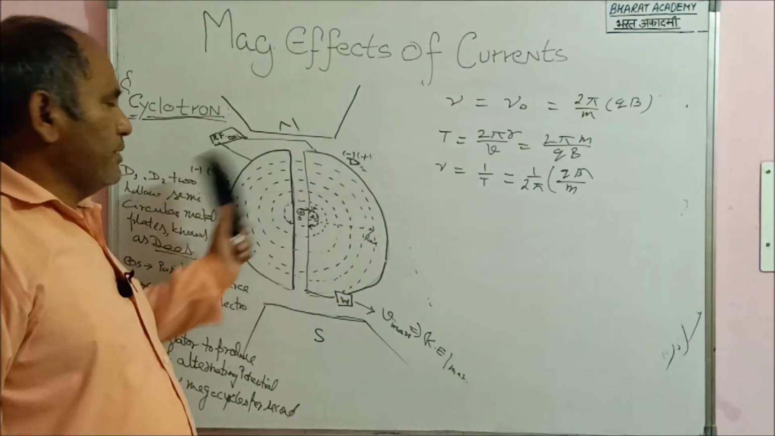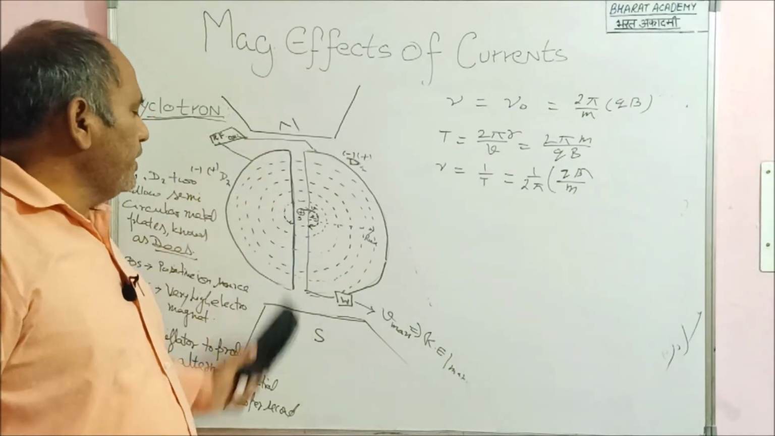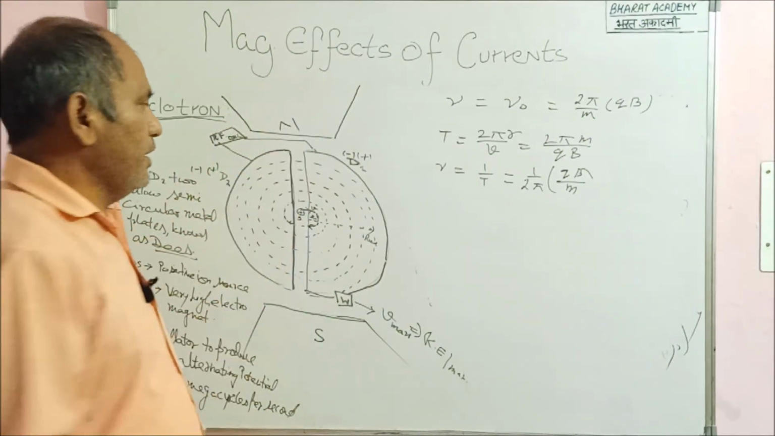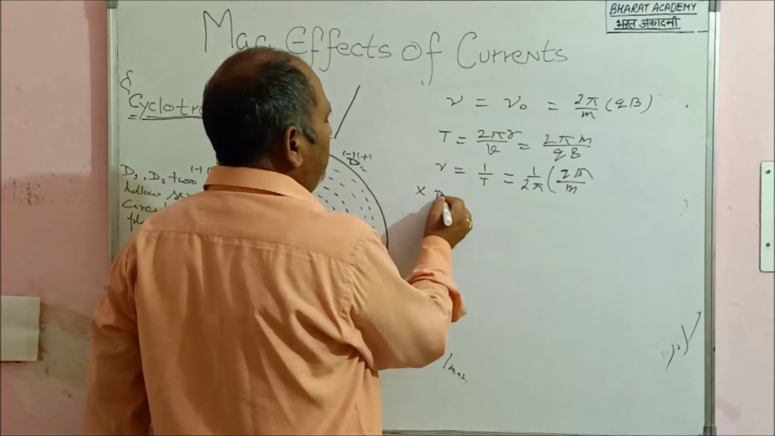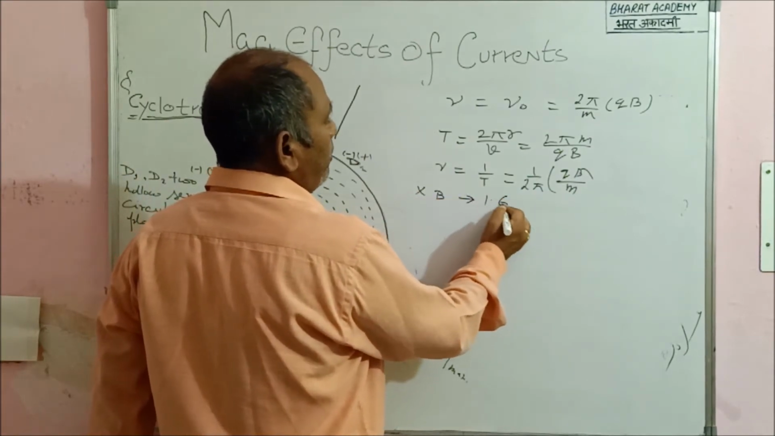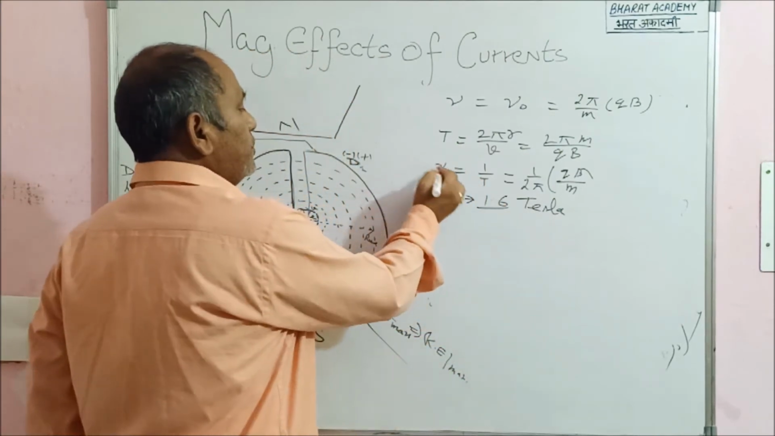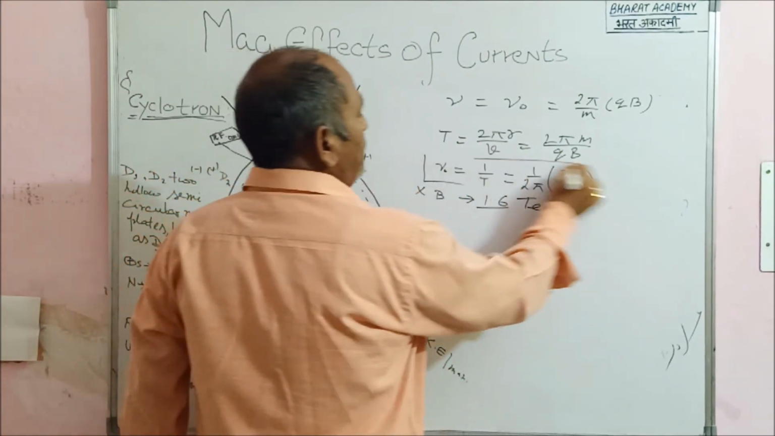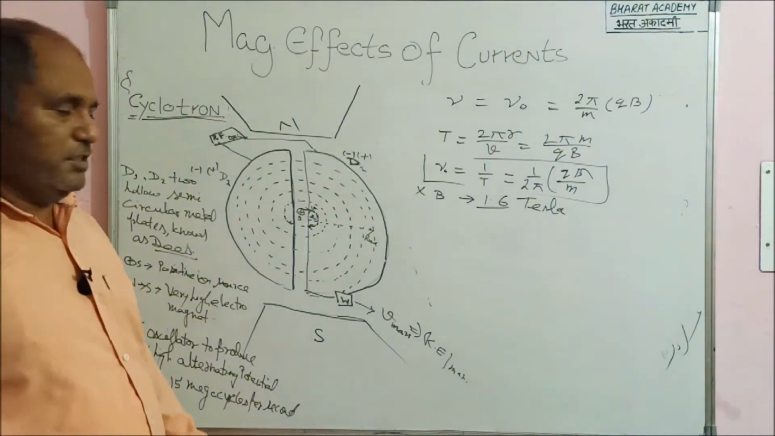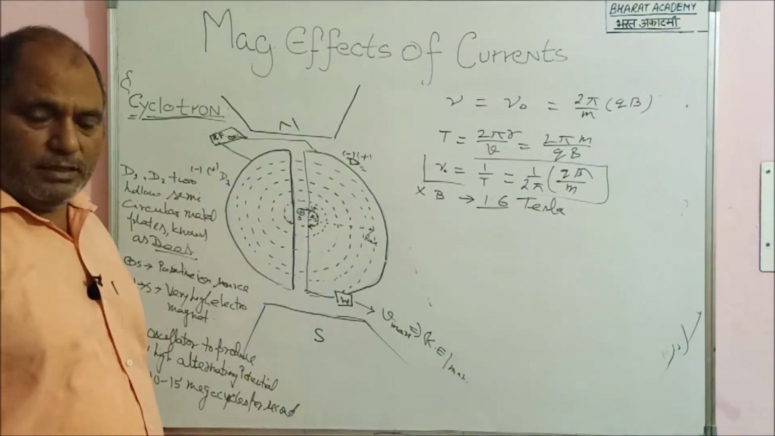How to adjust this? What we do here is simply adjust the magnetic field. Initially we apply a very high magnetic field. B applied is of the range of 1.6 Tesla. So in order to acquire this nu zero, we just change the magnetic field, nothing more than that, right?